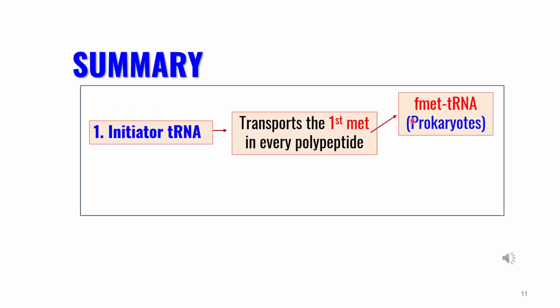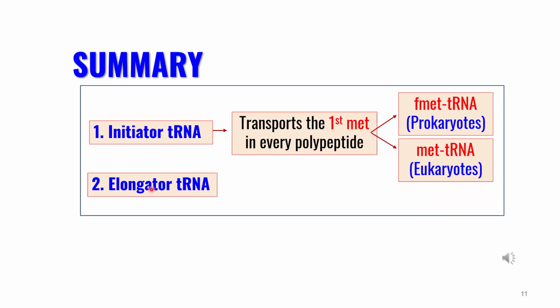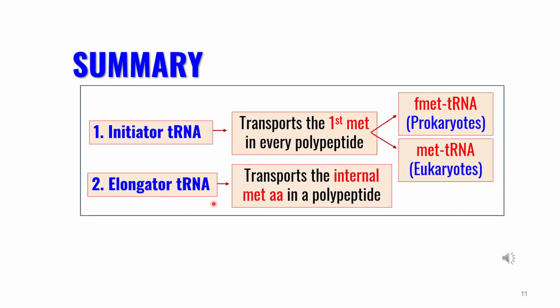So the first amino acid, methionine, is delivered in each and every protein by a special tRNA known as initiator tRNA, which is formylated methionine in prokaryotes. It is slightly different from the eukaryote, which is pure methionine tRNA. So this is a difference between prokaryote and eukaryote. The other tRNA for methionine is the elongator tRNA that specifically transports the internal methionine residue in a polypeptide chain. The structure of these two tRNAs is different as well.